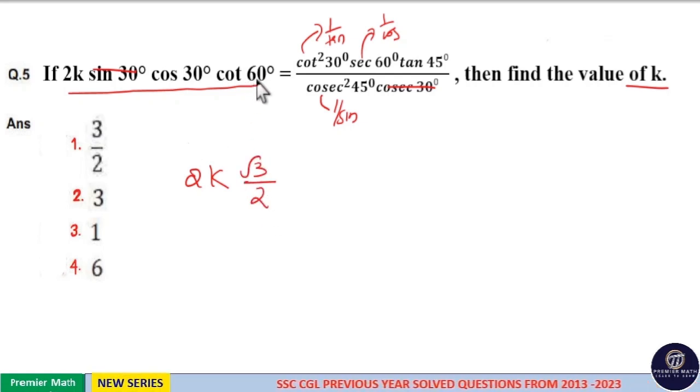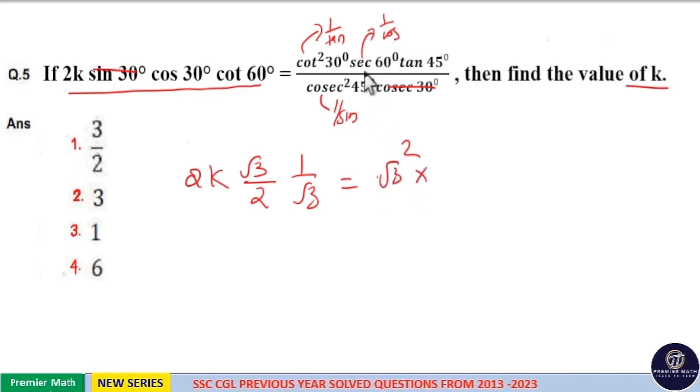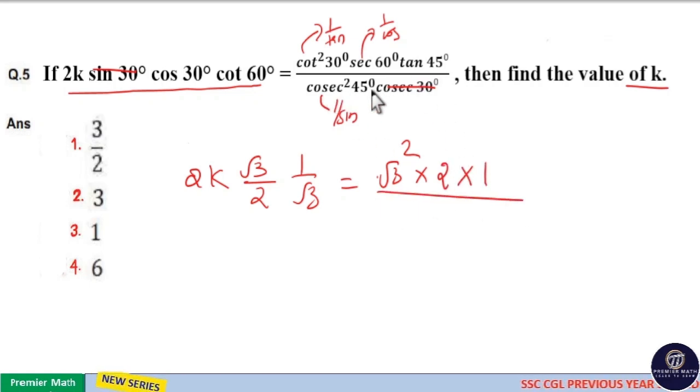Cot 60 means 1 by tan 60. Tan 60 is root 3. Then cot 60 is 1 by root 3 which is equal to cot square 30 means 1 by tan square 30. Tan 30 is equal to 1 by root 3. Then cot 30 is equal to root 3. So this will become root 3 square into sec 60 means 1 by cos 60. So cos 60 is equal to 1 by 2. Sec 60 is equal to 2 into tan 45 is 1 divided by cosec square 45 means 1 by sin square 45.